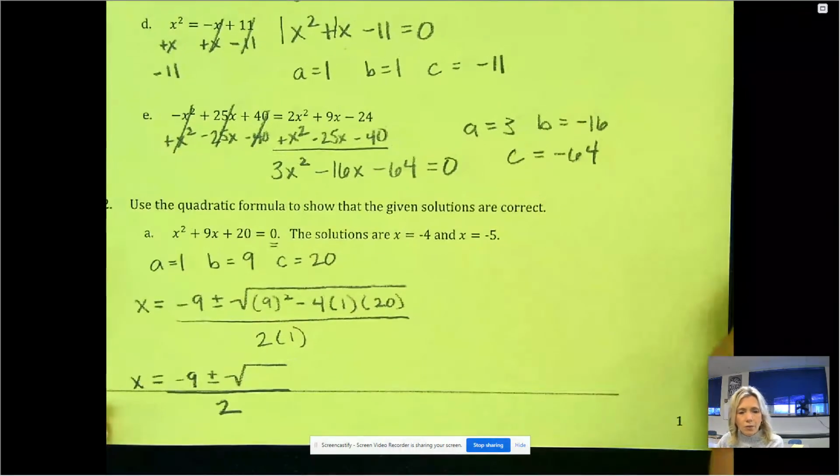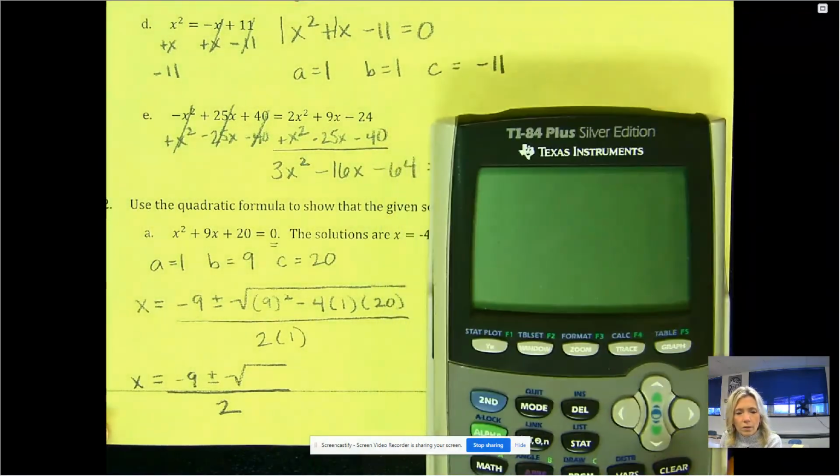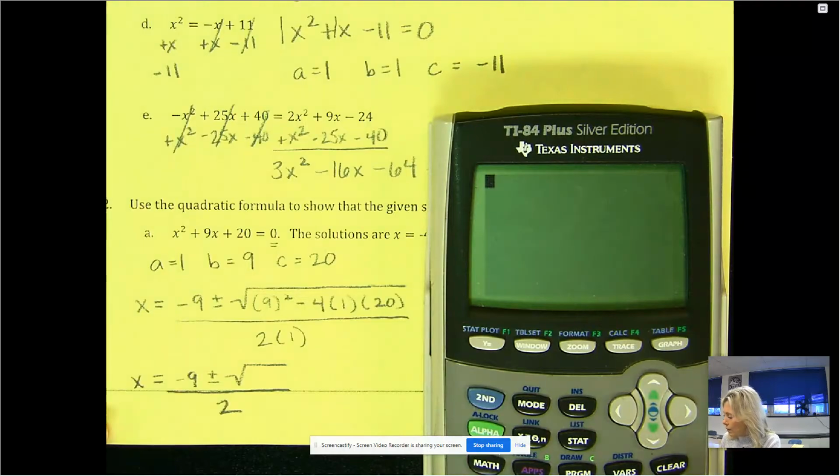And I'll take a minute to find that answer. So I need to evaluate 9 squared minus 4 times 1 times 20.